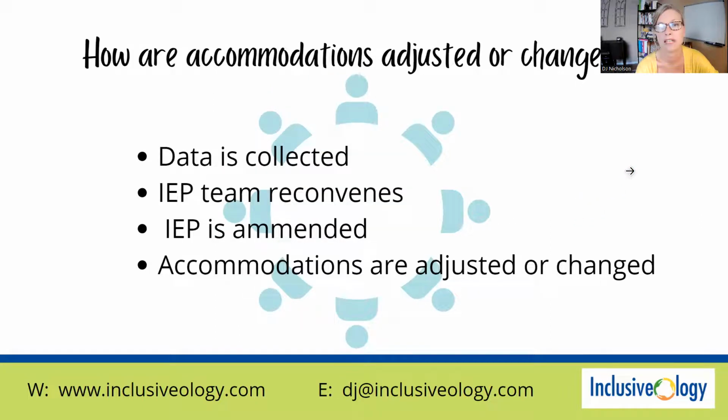And then once we have accommodations determined, the IEP is a very flexible document. So we want to remember that accommodations can be adjusted and they can be changed. Whenever the IEP team looks at that, data is collected, the team is going to reconvene, and then the IEP will be amended, and the accommodations are adjusted or changed depending on what the data shows, how the student is performing. It's possible that after some time, accommodations are no longer needed.